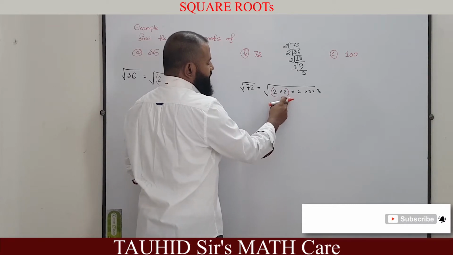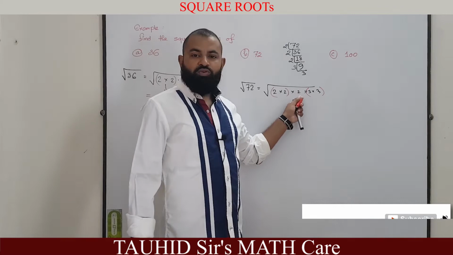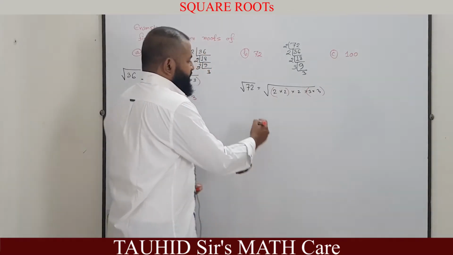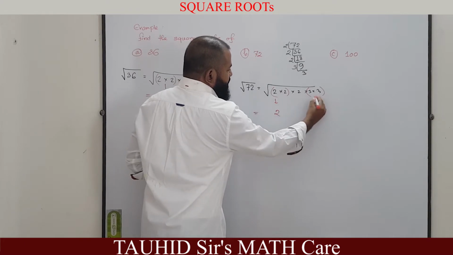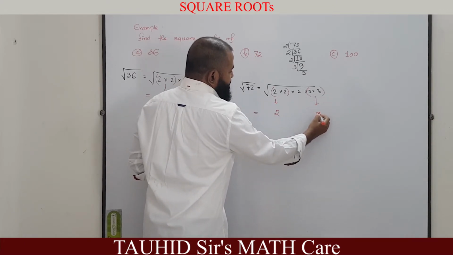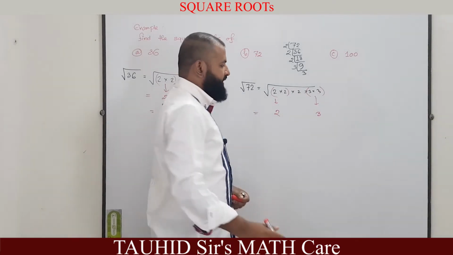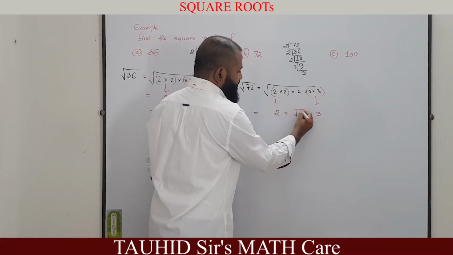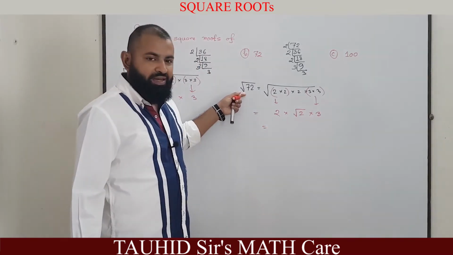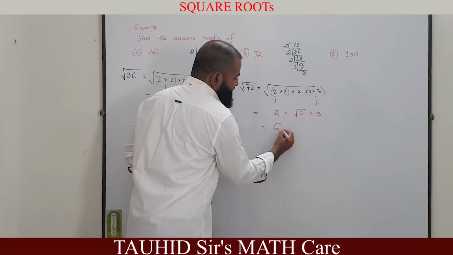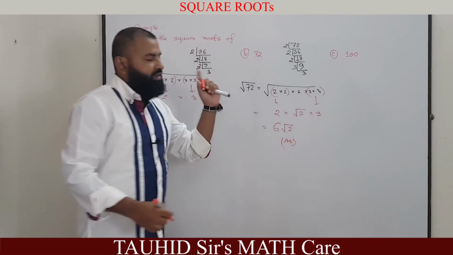These 2's are paired, these 3's are paired, but this 2 is unpaired. So for this pair we will write a 2, for this pair we will write a 3. But here is a single 2. For this single 2 we will write simply root 2. So root 72 means 2 into 3, 6 root 2. This is the answer of the second example.